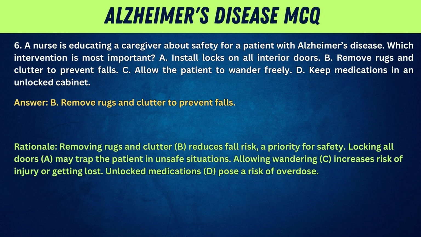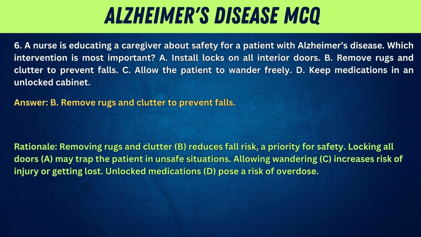6. A nurse is educating a caregiver about safety for a patient with Alzheimer's disease. Which intervention is most important? A. Install locks on all interior doors. B. Remove rugs and clutter to prevent falls. C. Allow the patient to wander freely. D. Keep medications in an unlocked cabinet.